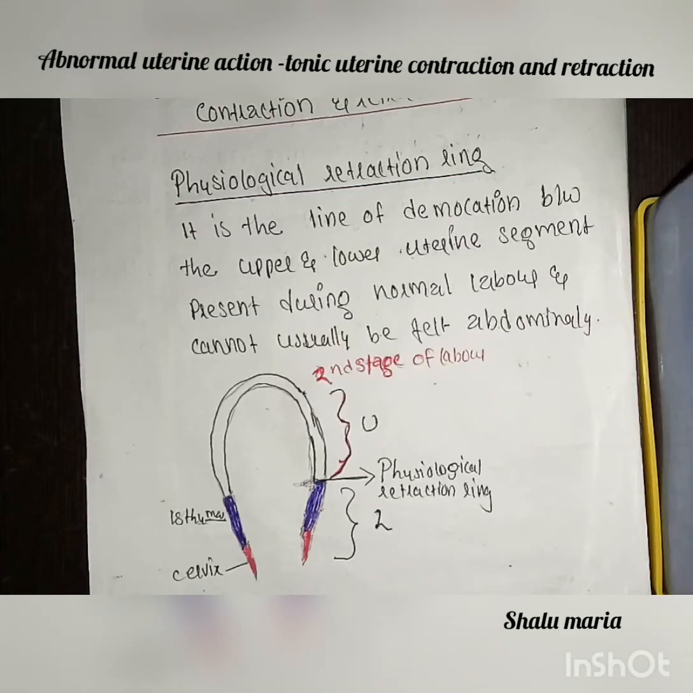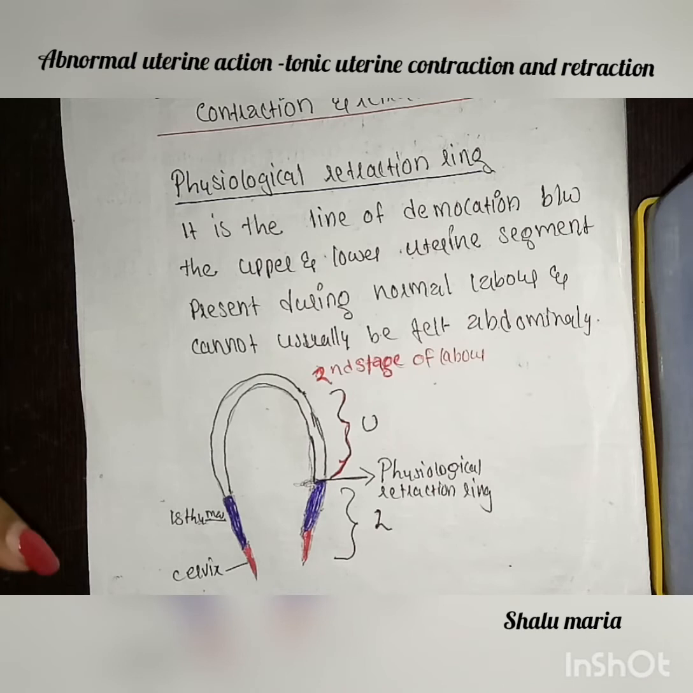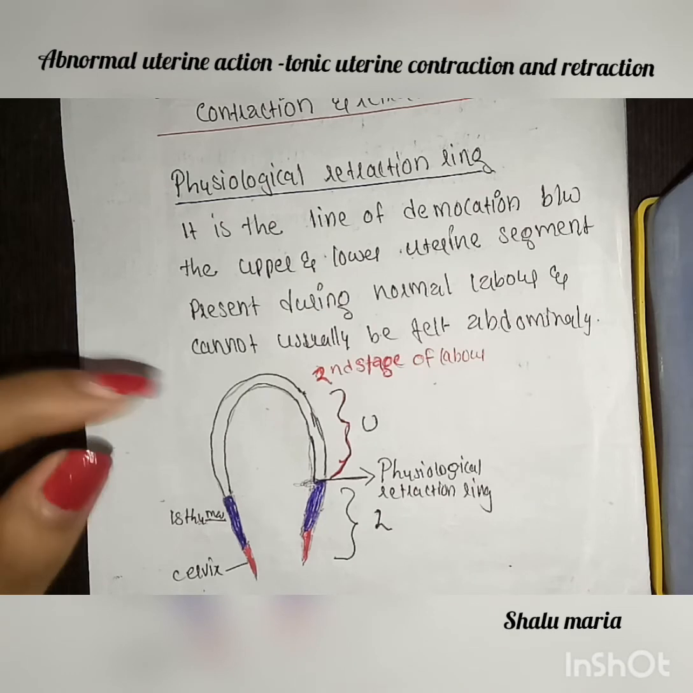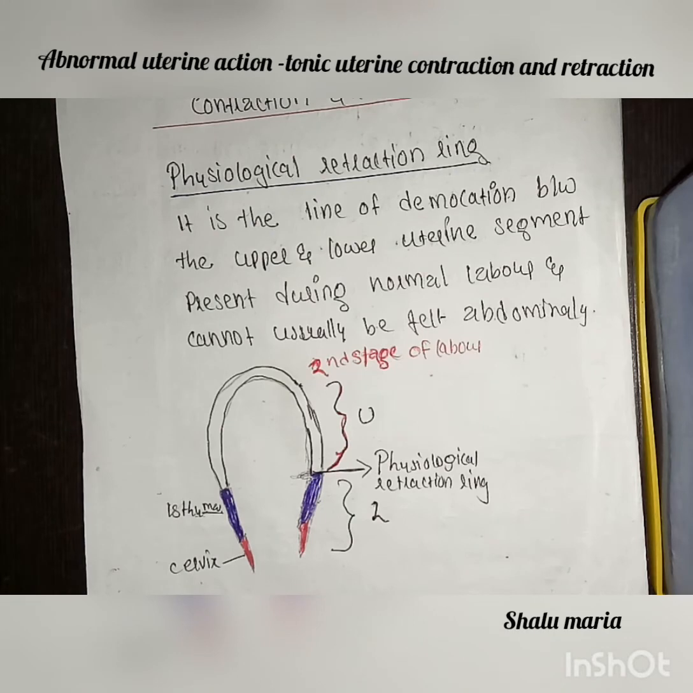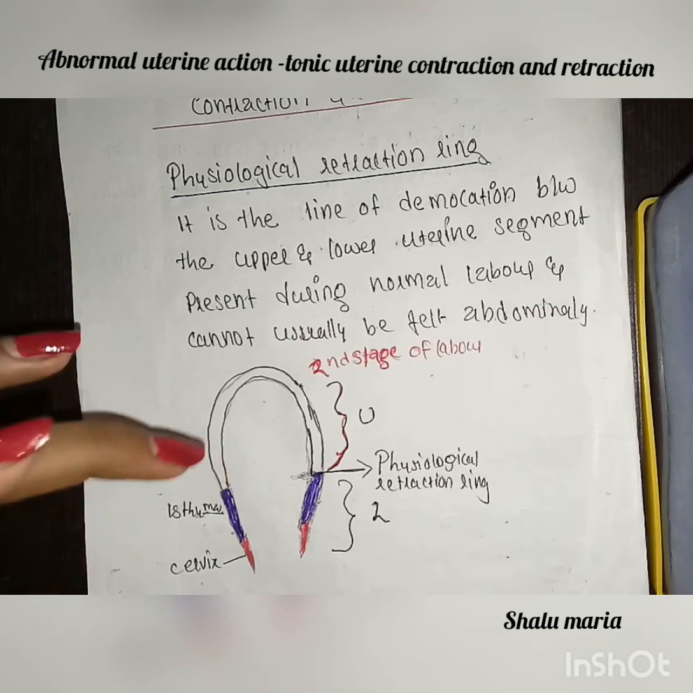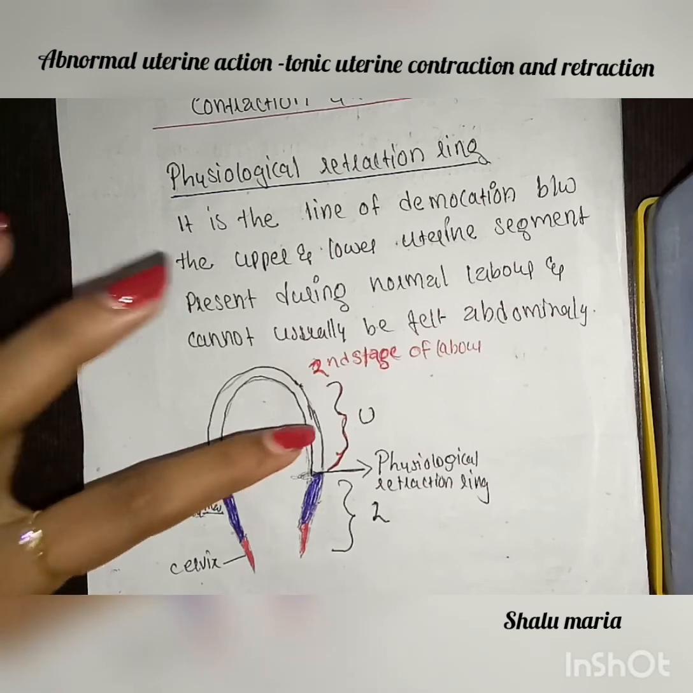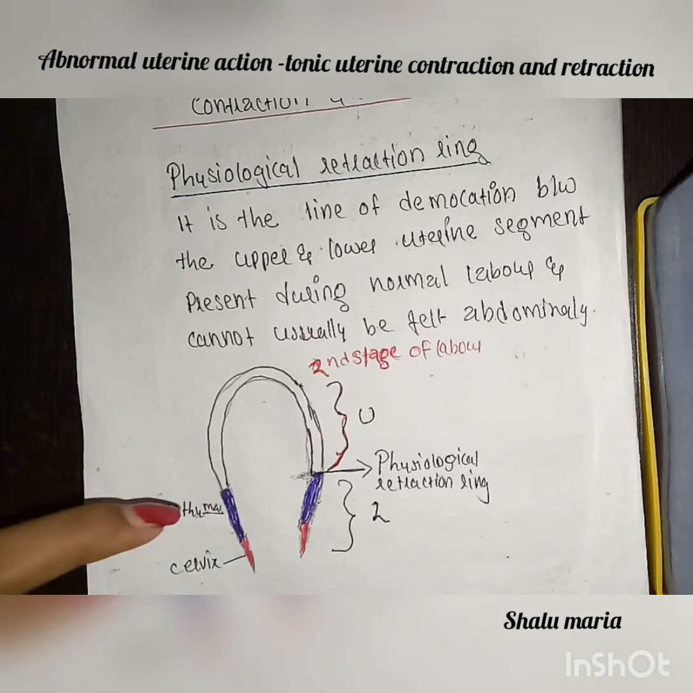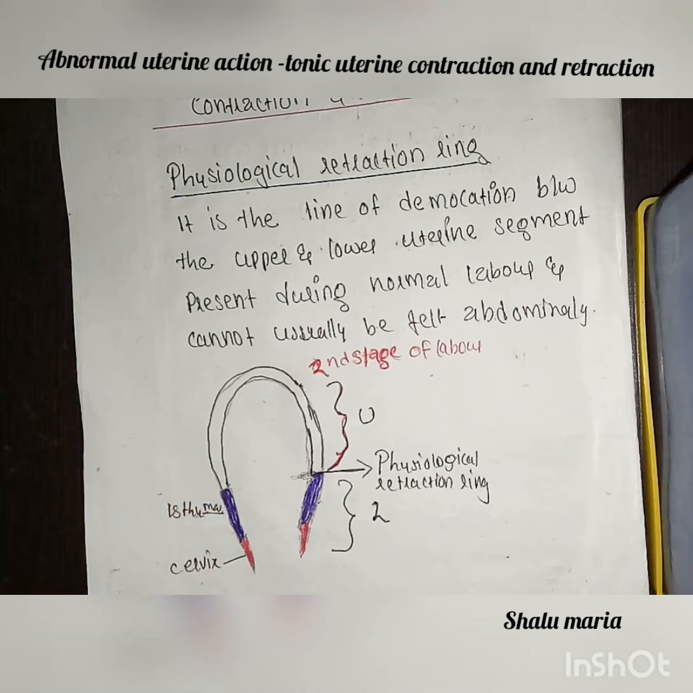For better understanding, we can move on to a picture. Here, this is an imaginary picture of the uterus in the second stage of labor. And you can see here, this is the upper area of the uterus. This is the lower segment of the uterus. And in between that, we can see a physiological retraction ring. This physiological retraction ring separates the upper and lower segment of the uterus, and I have marked the isthmus in blue color and the cervix in red color.